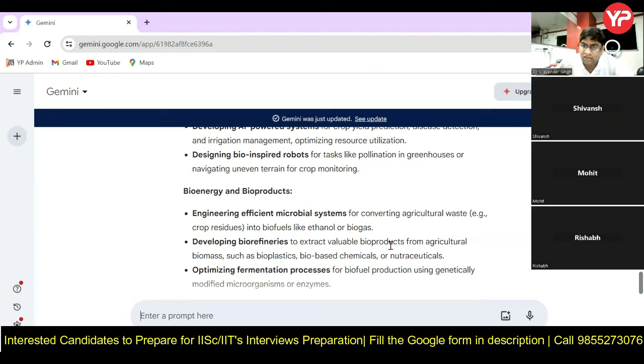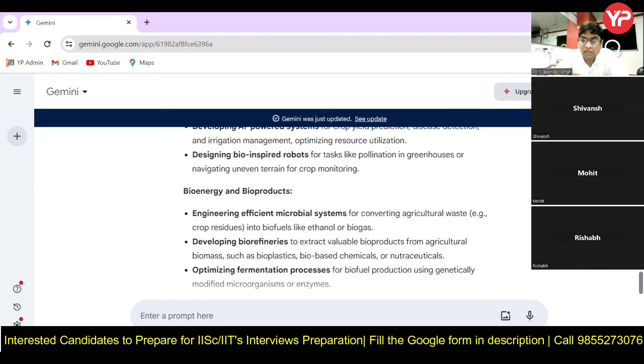Sir, as an agriculture engineer, I know there is agriculture waste like crop residue and all. Suppose I start converting this agriculture waste into biofuels like ethanol and biogas, that will be a good contribution. And I have also heard, sir, there is something called biorefineries. The moment you say this, you need to prepare on these lines: what you understand by bioengineering, biorefineries, bioenergy. Then you have to prepare yourself accordingly.